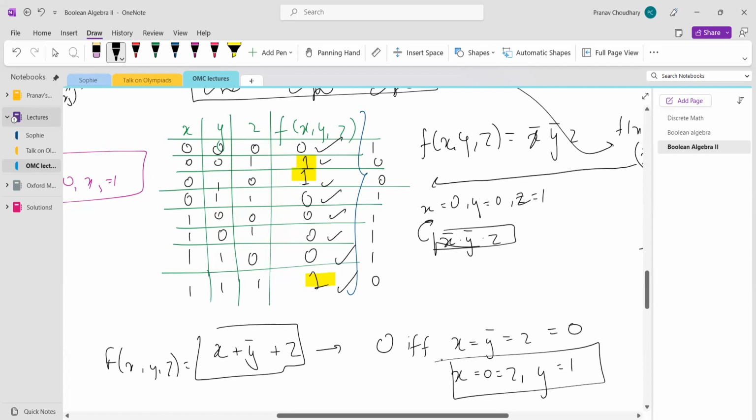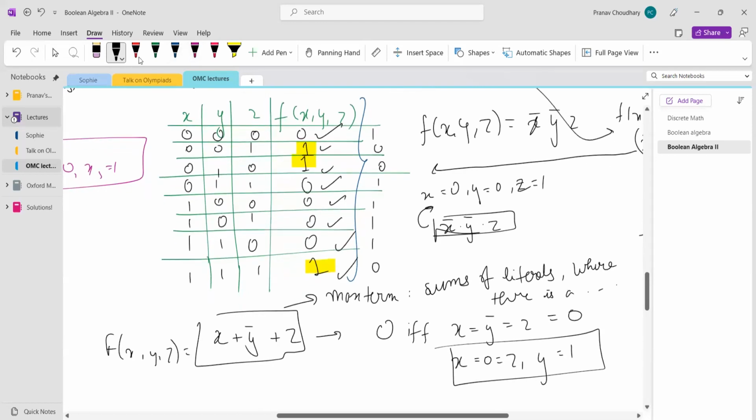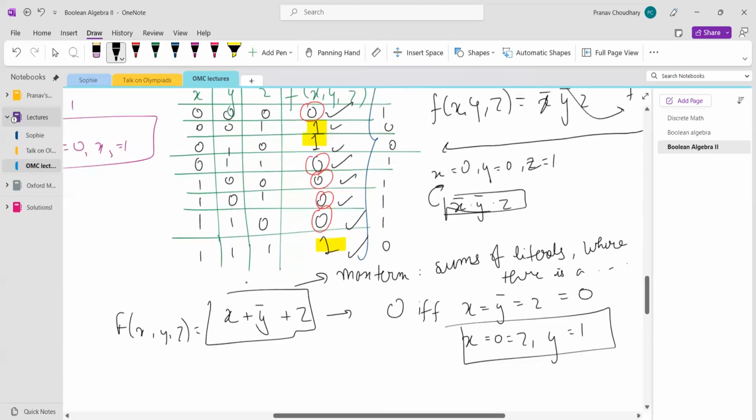Now, by the way, this thing is called a max term. A max term is basically a sum of literals where there's a literal for each variable. It's similar to a min term, but instead of a product, you just have sums. So now, if you look at the zeros in this function, we then take the product of those points.